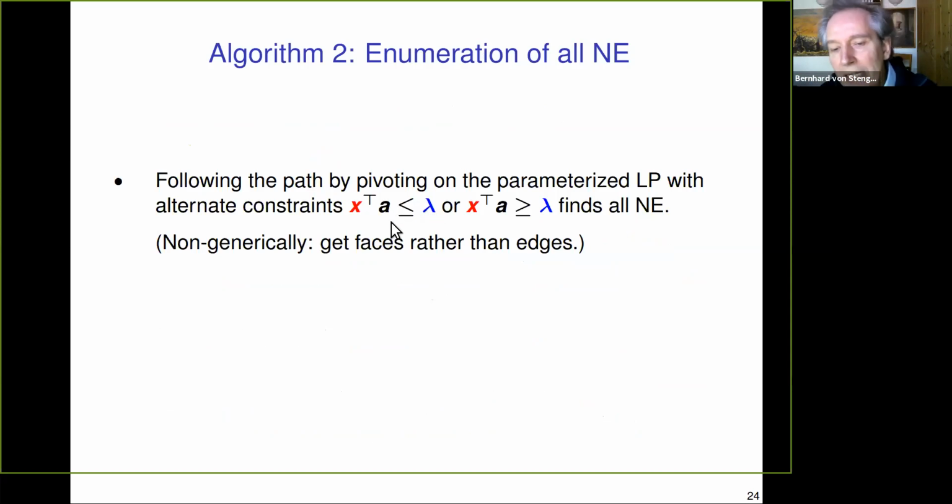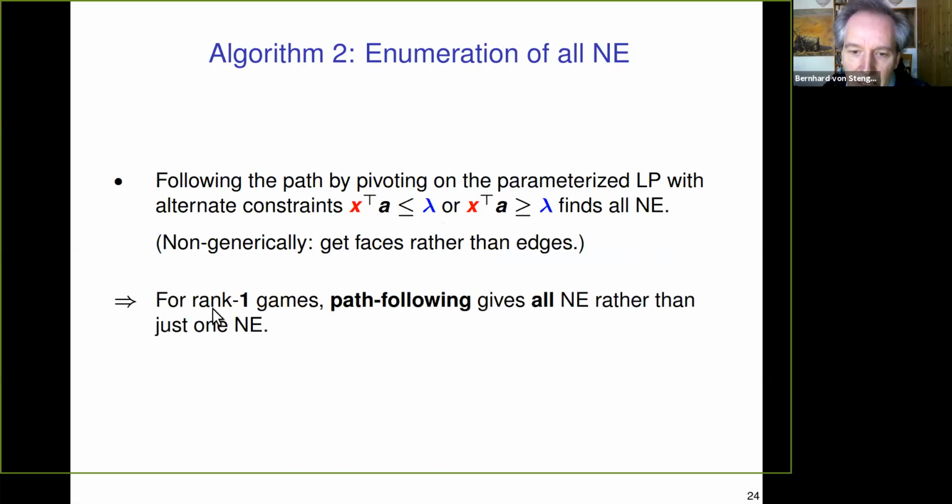So what you do is, unlike in the Govindan-Wilson algorithm, where you drive lambda down to 0, here you have this extra constraint, depending on the current sign of x times A and lambda. You have the constraint that you have either greater than or equal to, or less than or equal to, lambda. And as soon as either of these constraints becomes an equality, which is a pivoting step, a binding variable that you encounter, that gives you an equilibrium. So we have different values of lambda that give you different equilibria. And the beautiful thing about this is you follow a single path and you scoop up all the equilibria.